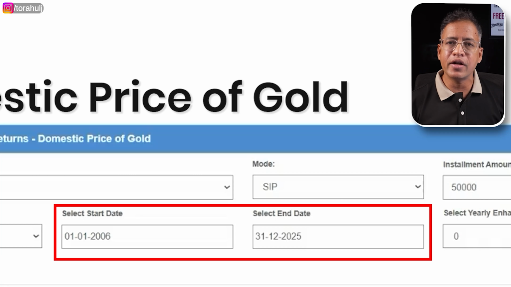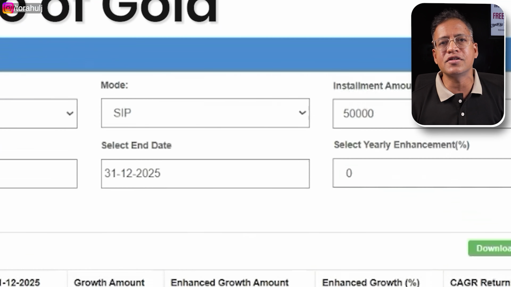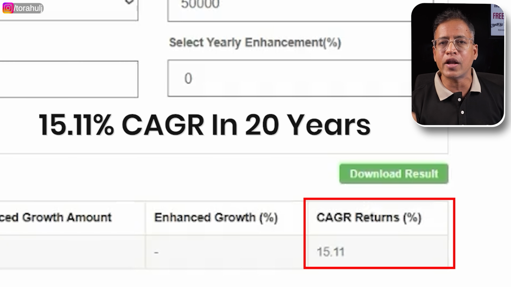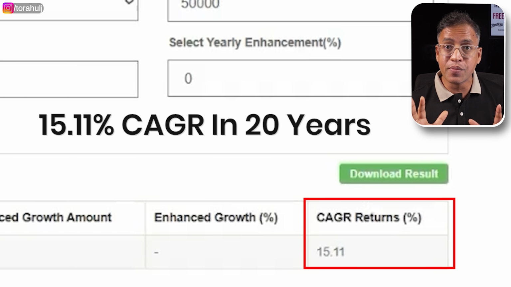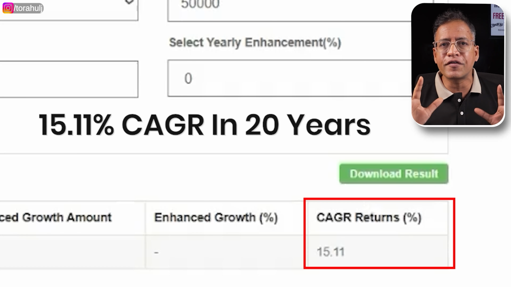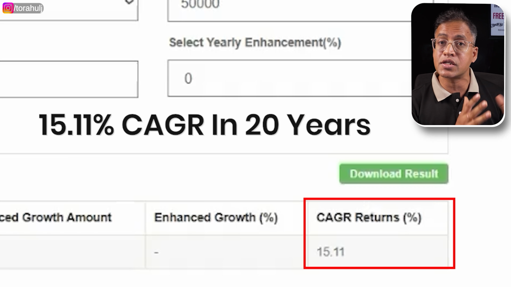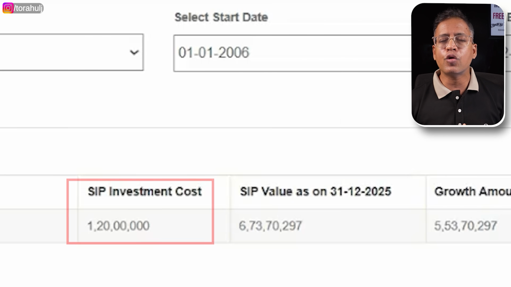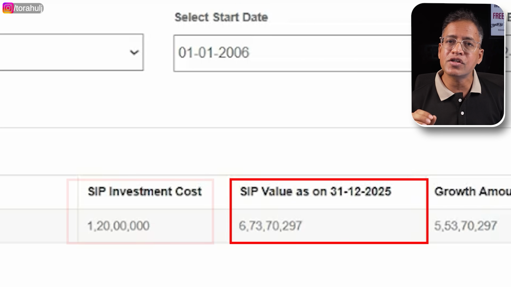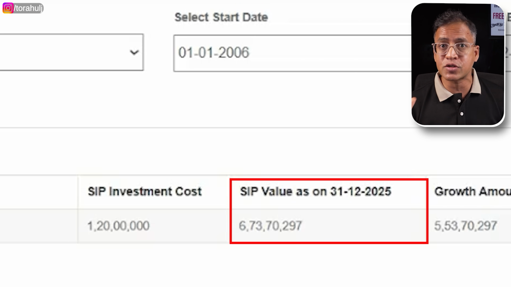Domestic prices of gold in India, same time period, last 20 years, CAGR returns come out to be around 15.11%. To my surprise, gold has actually done pretty well, mainly because in the last 1 year or so, it has almost doubled, more than doubled, right? The entire rally has come in just 1 year, okay? So because of 15.11% CAGR returns in the last 20 years, 1 crore 20 lakhs could have become how much? 6 crore 73 lakhs. Not bad at all in the last 20 years.